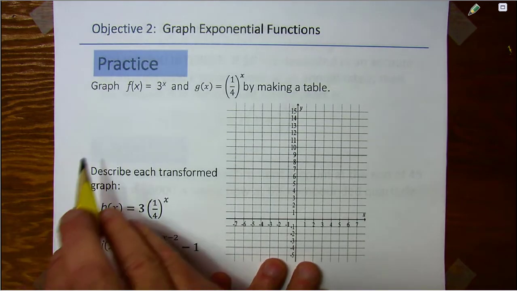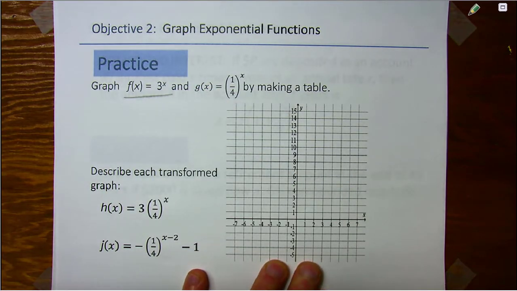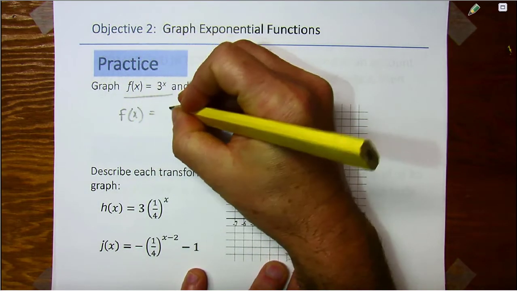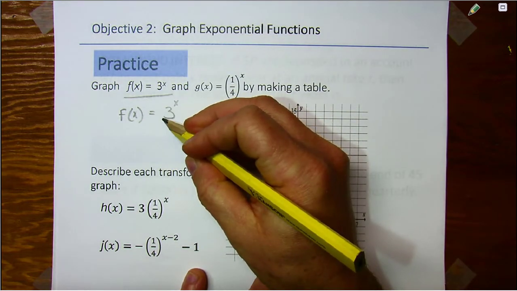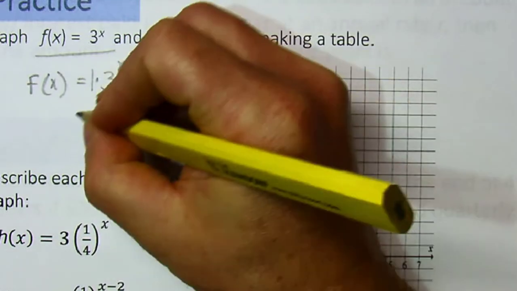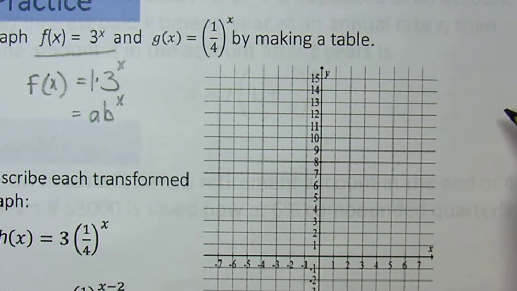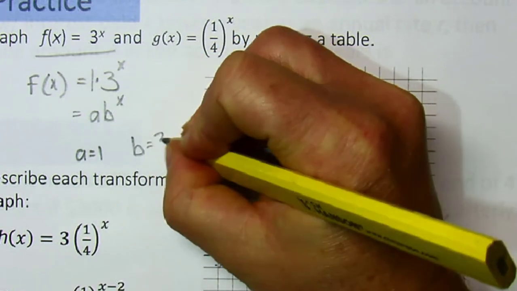Okay, let's look at a couple of graphs. Let's graph f of x is equal to 3 to the x. Now, we don't need to make a table of values here. Think about this for a minute. f of x is equal to 3 to the x power. Now, is there a number out in front of that? Sure there is. We can say that there's a 1 in front of that. So this is of the form a b to the x power, just like the functions we just looked at, where a is equal to 1 and b is equal to 3.